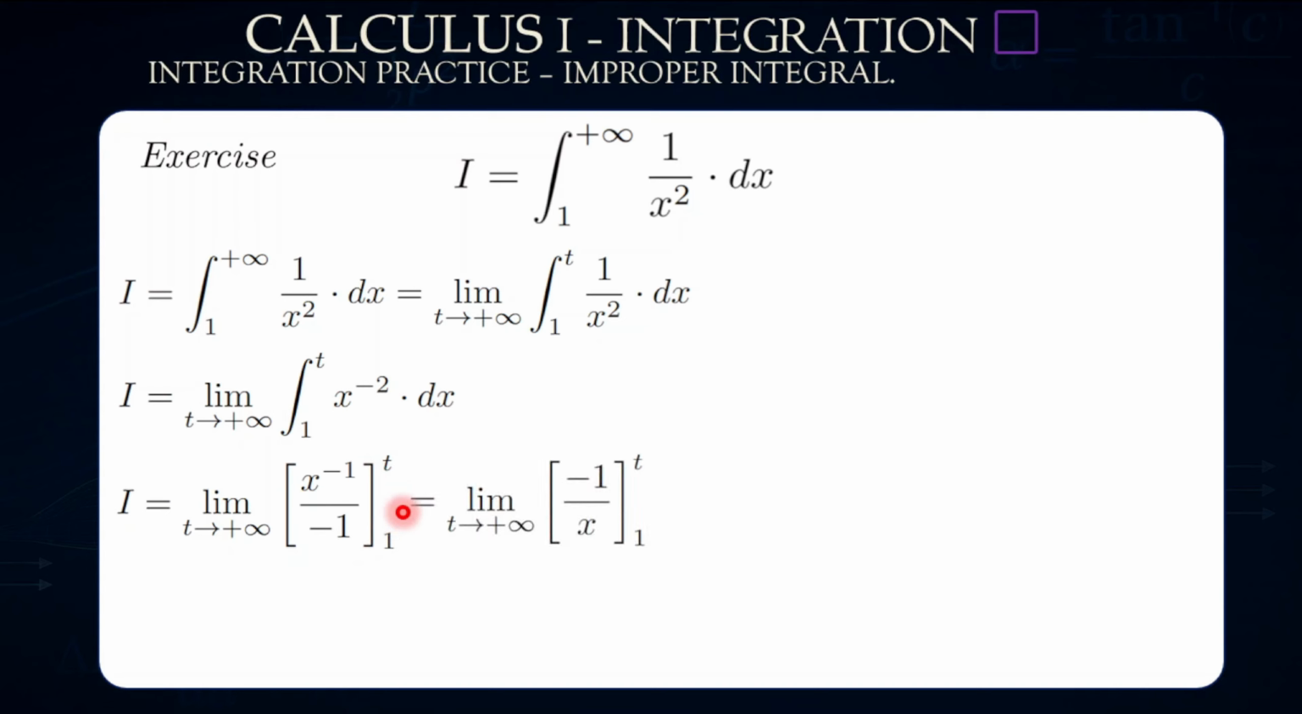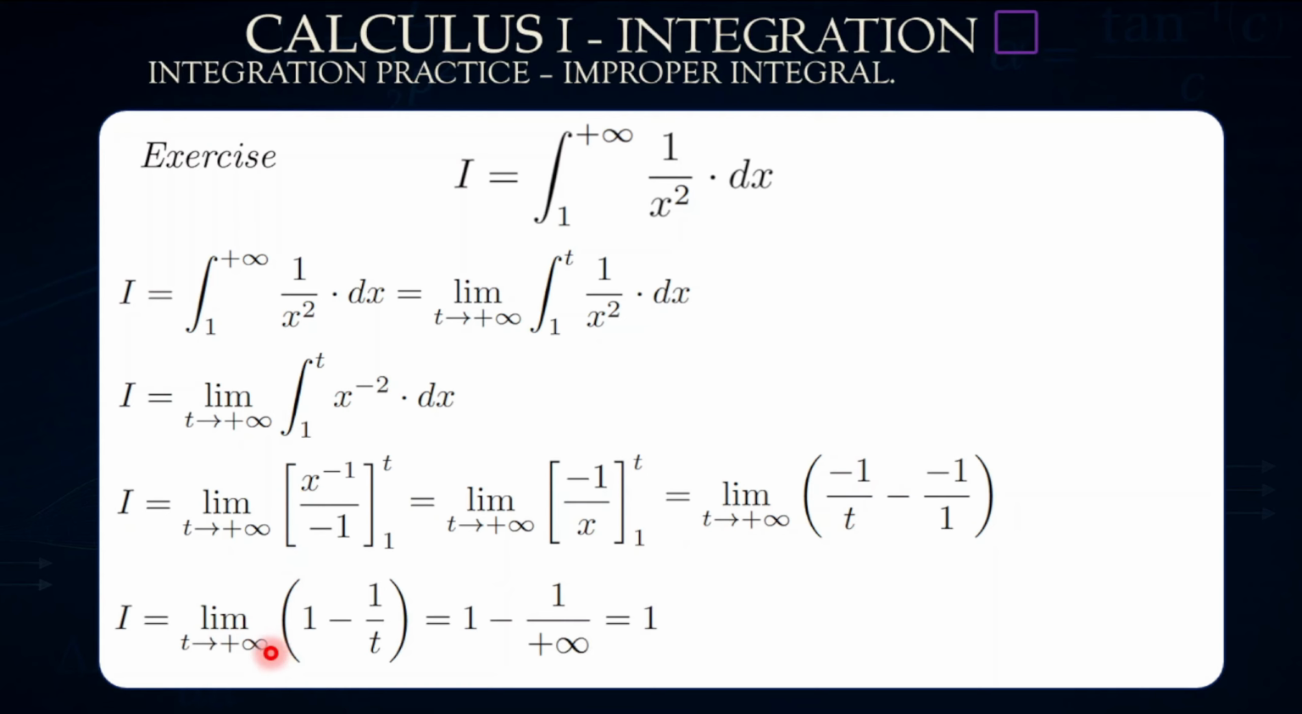Which gives us minus 1 over x, with the boundary between t and 1, or the limit as t goes to plus infinity of minus 1 over t minus, minus 1, or plus 1. Now let's check. For t going to infinity, this becomes 0, and here you still have plus 1. So I equals the limit as t goes to plus infinity of 1 minus 1 over t, which is 1 minus 1 over plus infinity, equal to 1. So this integral converges to 1.